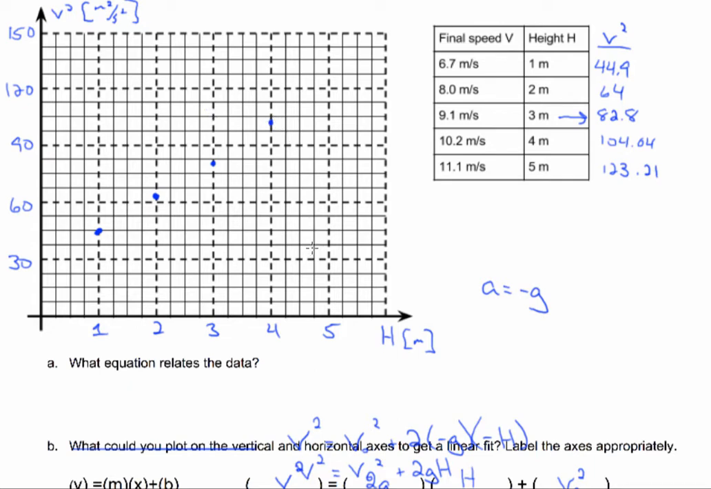And then 5, oops, no, actually, halfway between 90 and 120 should be almost exactly this right here. It's pretty good. And then 5 would be 123. That's going to be right around there.